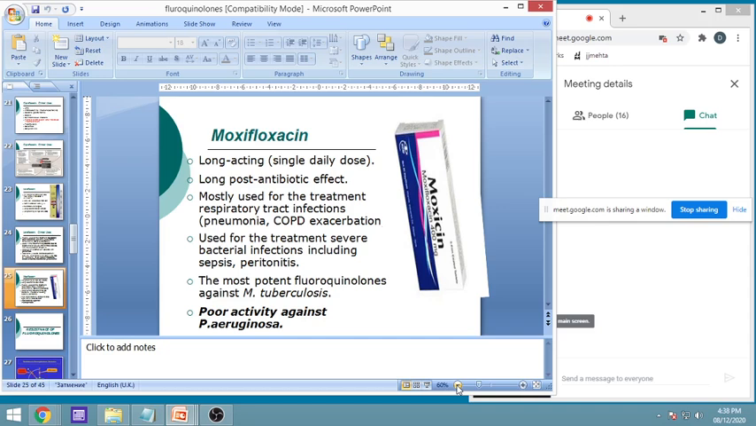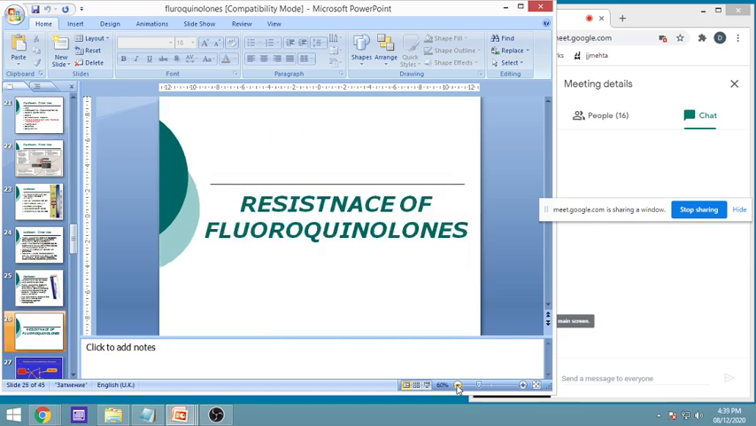It has poor activity against the P. aeruginosa microorganism. So that way these are very active drugs with a wide spectrum, very effective, and still being practiced. Now, how is resistance to fluoroquinolones developed?